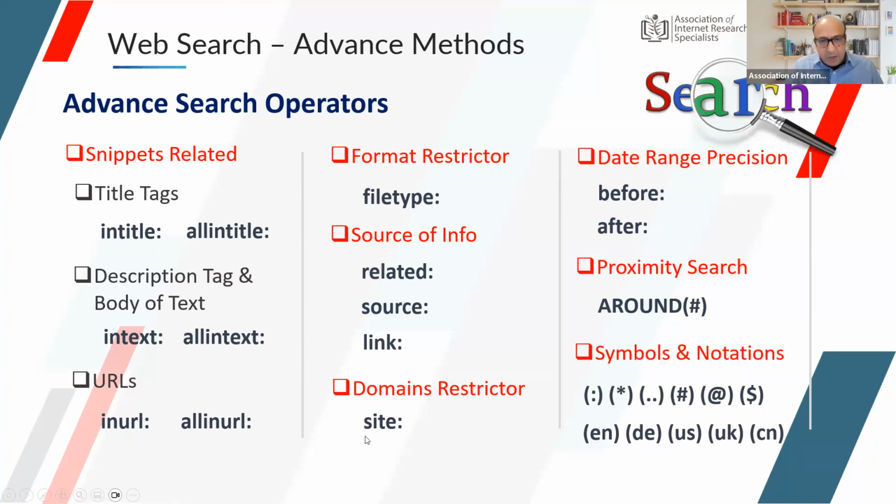And there was this site operator, which we have to specifically run with some examples so that we cover this area. But related, source and link are quick ones. By the way, not good news. Google has deprecated one of these. Actually, let me give you short stories about each one of them.